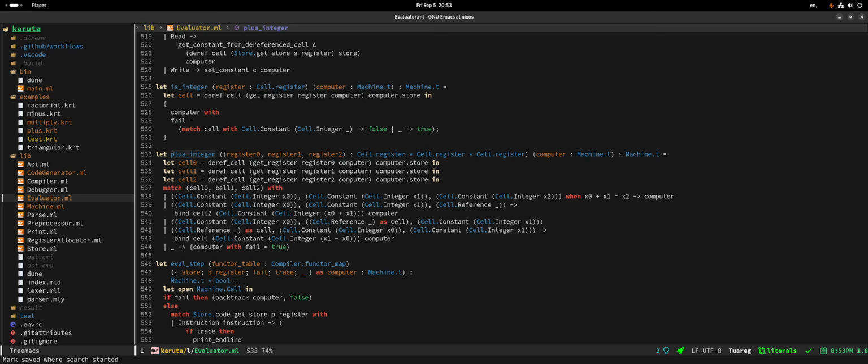Is this not correct? We take the 3 registers, we take the computer, and we return another computer. We deref each register to get cells. Then we look at the cells and we do the math. No, this should be fine. Are we hitting this case?